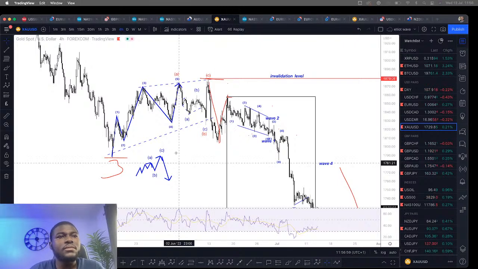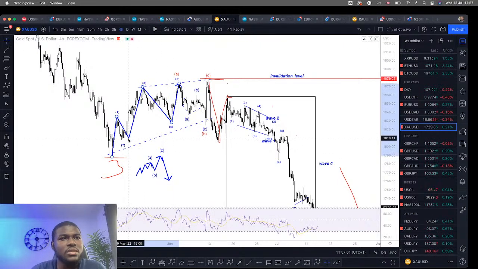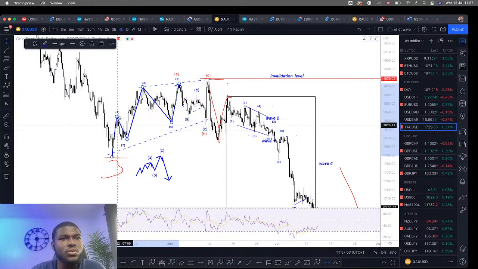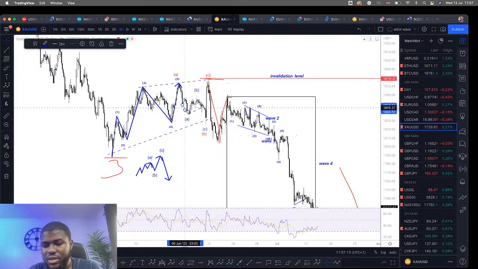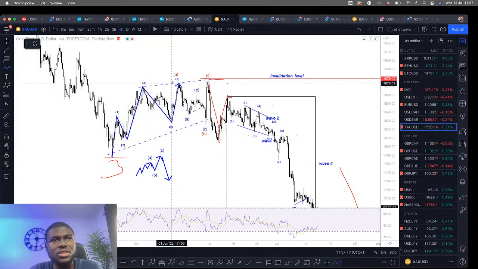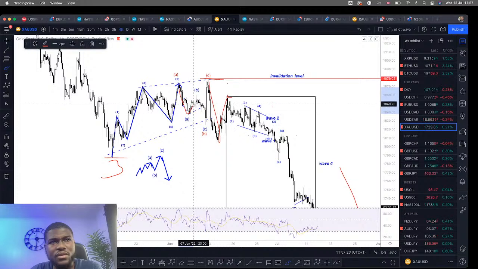So now back to my gold analysis, guys. This is wave 1, wave 2, wave 3, wave 4, wave 5. That's the first leg of the correction, which I labeled as wave A, and I have another very nice zigzag in the form of this. Let me show you guys. Starting from here, first leg, second leg, this is the third leg of the zigzag, which is ABC.